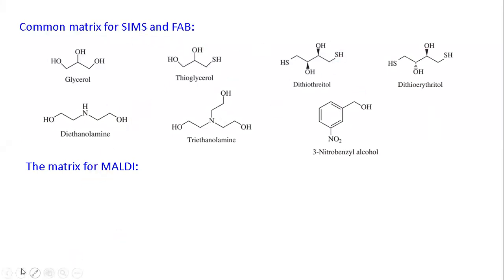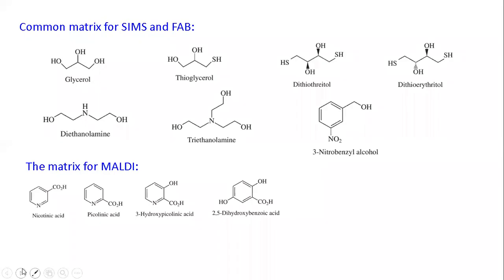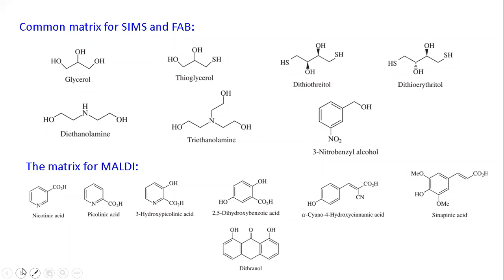And in MALDI, what we see is nicotinic acid that is utilized. You have picolinic acid, 3-hydroxypicolinic acid, 2,5-dihydroxybenzoic acid, cyano-4-hydroxycinnamic acid, and sinapinic acid. So those are utilized in MALDI. It's important for you to know the structures, because these are important for the short questions.